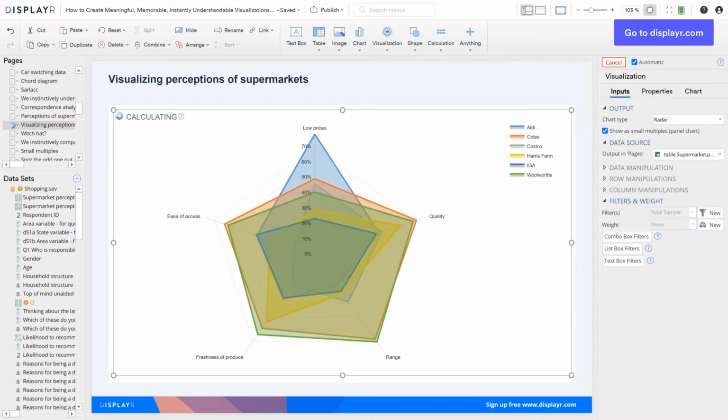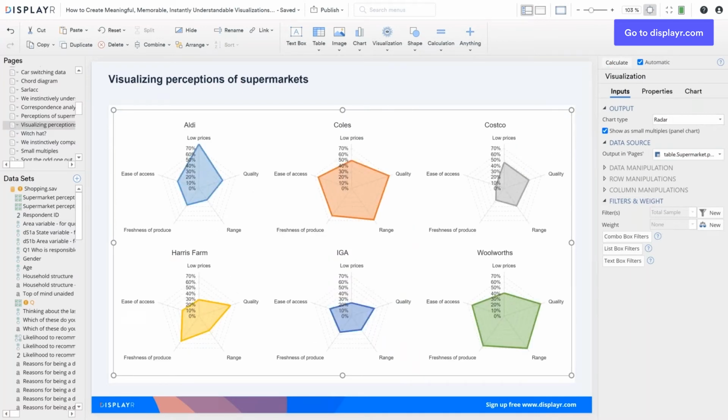And that's why pulling apart the radar chart and creating a whole lot of separate radar charts is actually a much better visualization. Your brain instinctively compares these shapes. Without even looking at the labels, it clearly tells you that this is a different shape to this. We can see that Aldi has got a very different positioning to Harris Farm, and we can see that all the different ones are different.